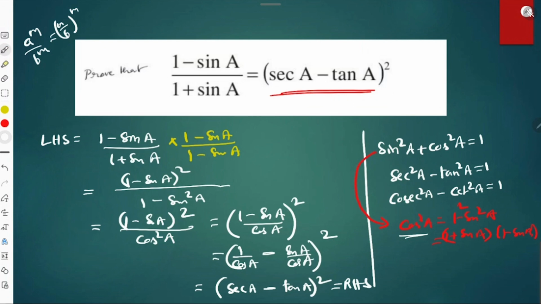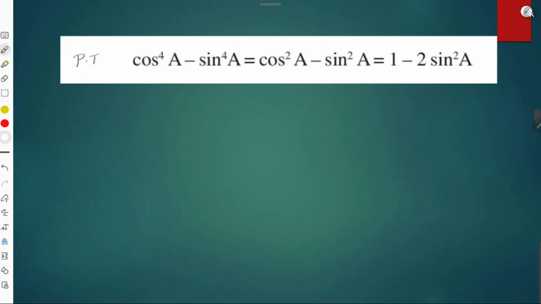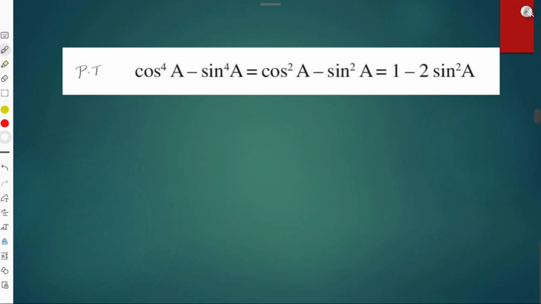Right. Let's look into one more problem. Here we need to prove that cos power 4A minus sin power 4A is equal to cos square A minus sin square A, which is equal to 1 minus 2 sin square A. We need to prove this. First, let us prove from here to here and then from here to here. Let's start with the LHS, the first part: cos power 4A minus sin power 4A.